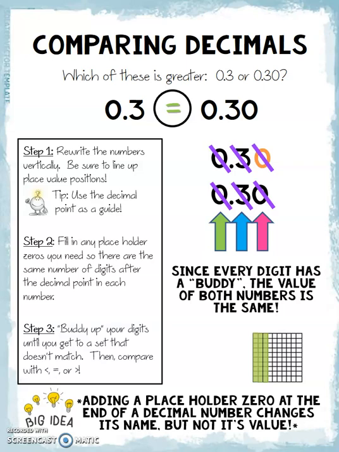But the big lesson here is to compare decimals, line up your place value position by place value position, add in any placeholder zeros, and cross off digits until you find a set that doesn't match. Adding those placeholder zeros only changes the name of the decimal, not the value or how much it's worth.